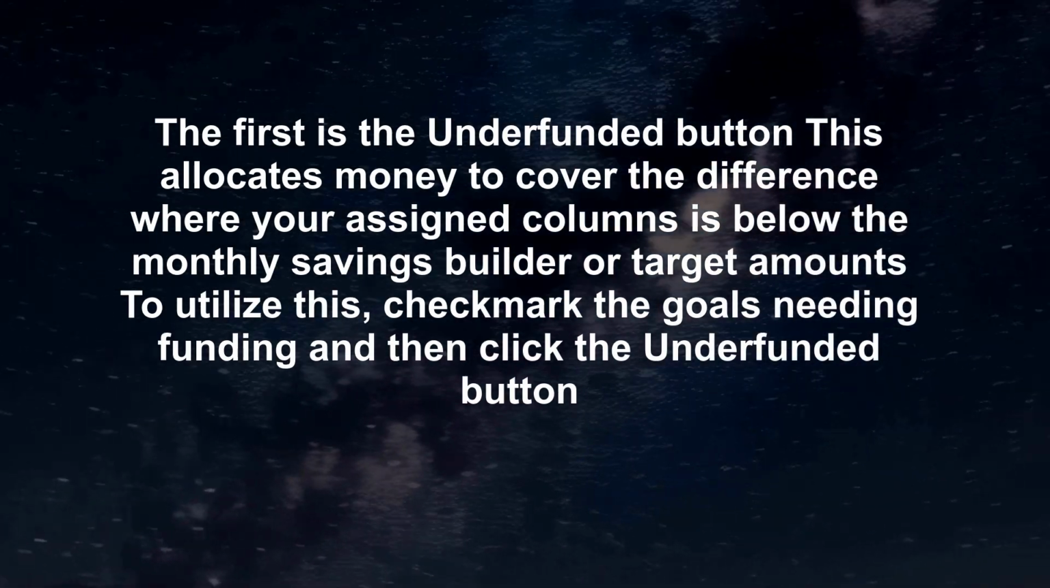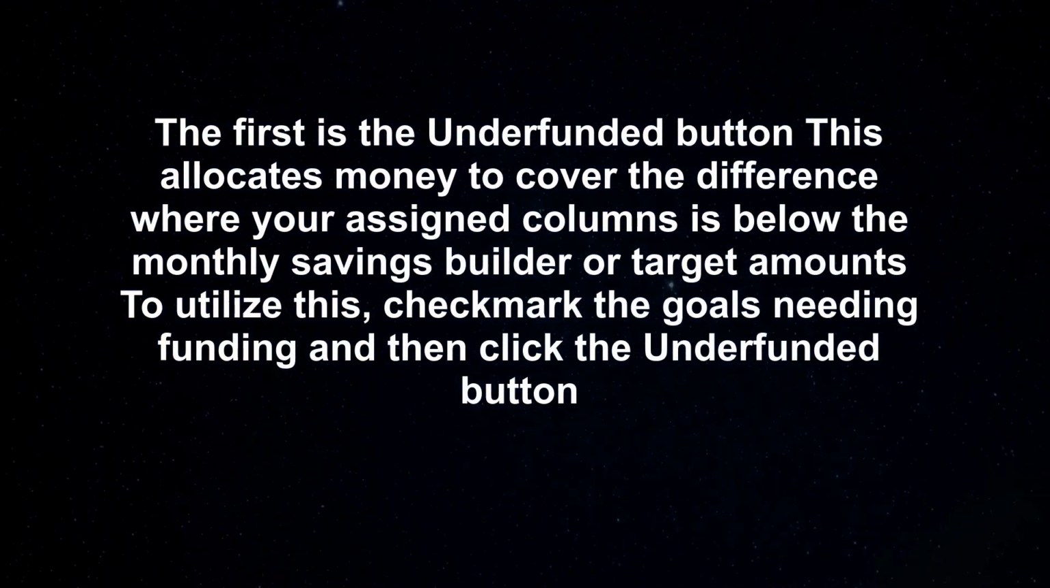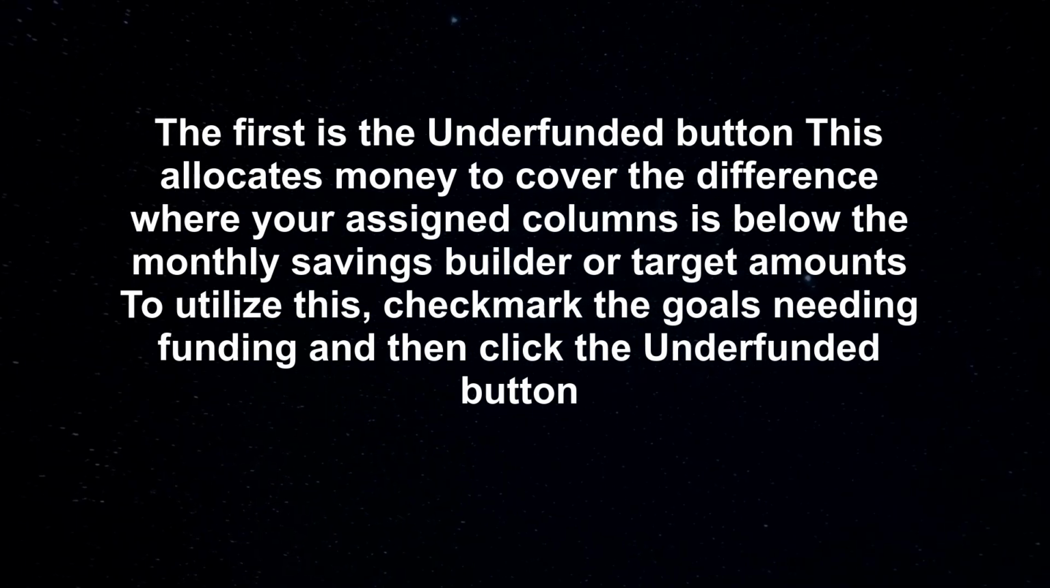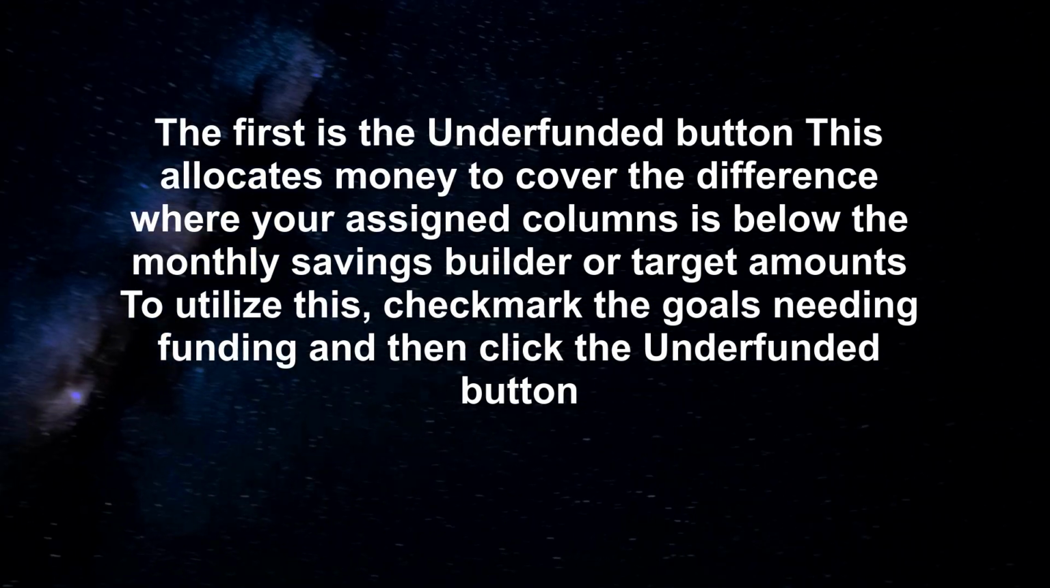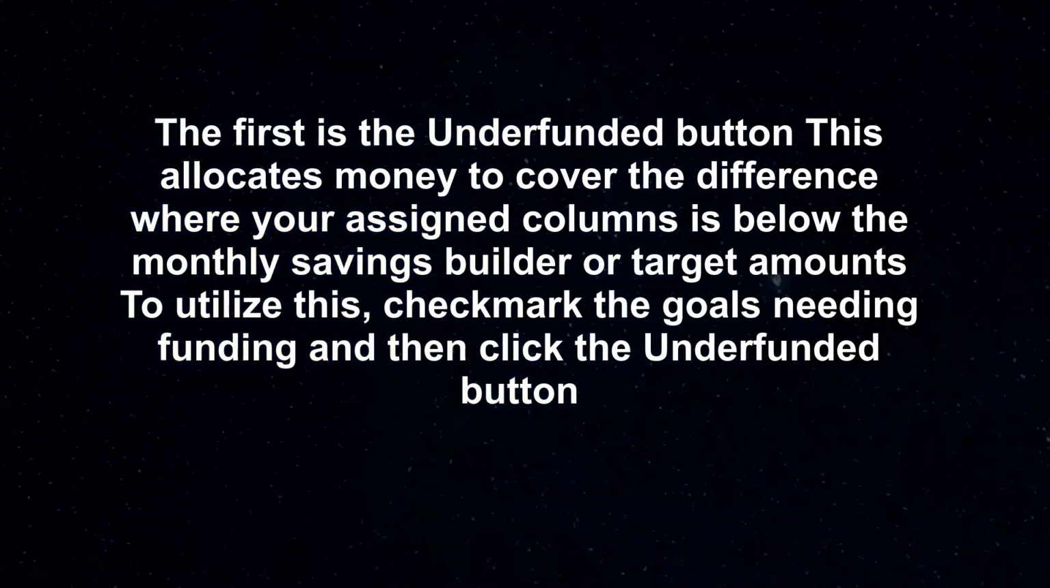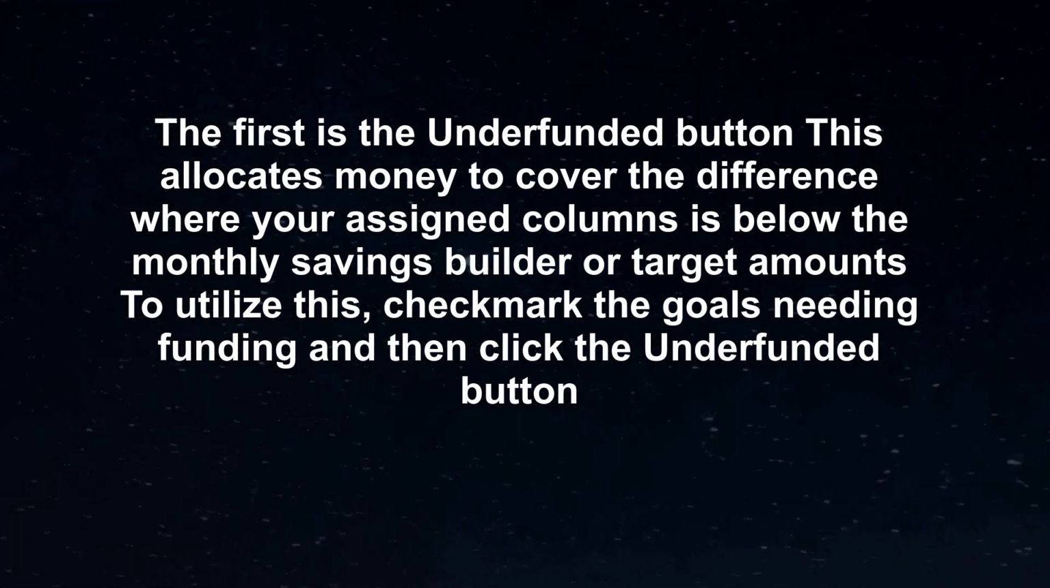The first is the Underfunded button. This allocates money to cover the difference where your assigned column is below the monthly savings builder or target amounts. To utilize this, checkmark the goals needing funding and then click the Underfunded button.